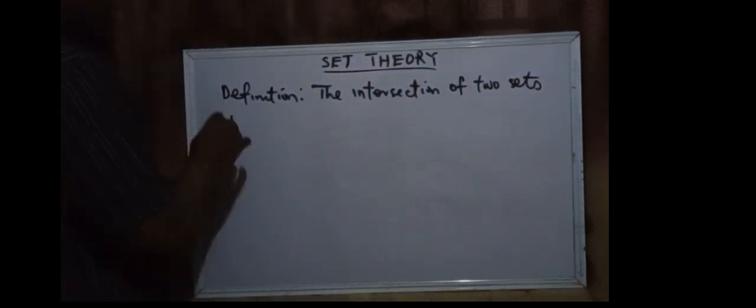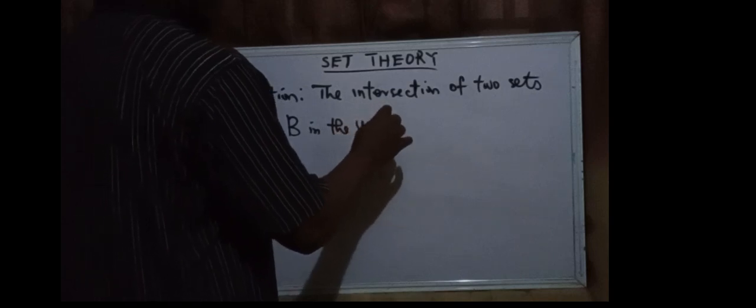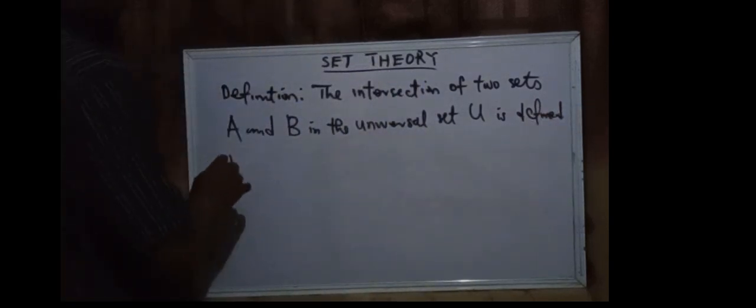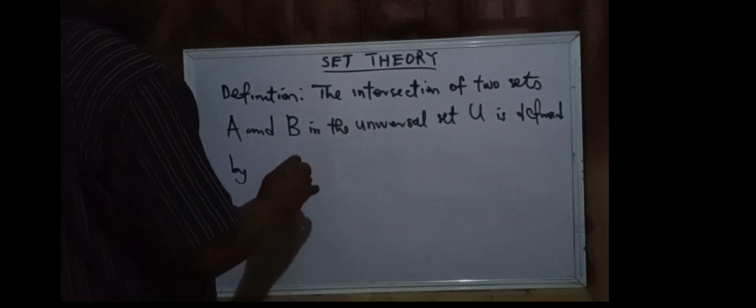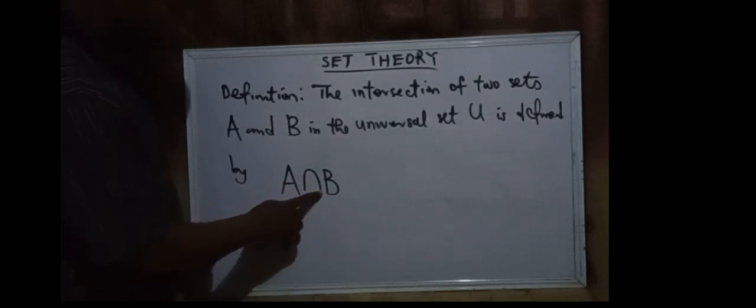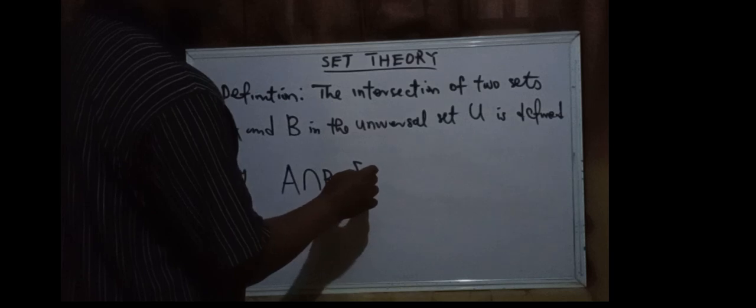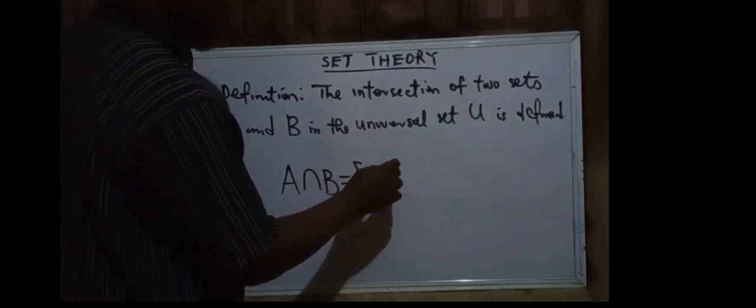The intersection of two sets A and B in the universal set is defined by A intersection B. This symbol that looks like a cap is the symbol for intersection, and when we have this, we say this is equal to the set of elements x in U.